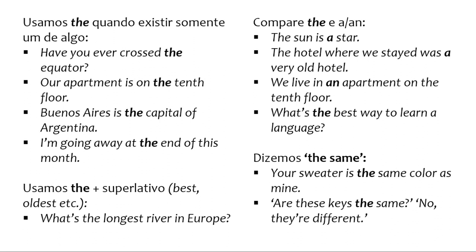Agora vamos comparar the e a, an. The sun is a star. O sol é uma estrela. Uma entre muitas. Existem outras. The hotel where we stayed was a very old hotel. O hotel onde ficamos era um hotel muito velho, então pode ter mais hotéis velhos. We live in an apartment on the 10th floor. Moramos num apartamento no décimo andar. Existem outros apartamentos naquele andar.